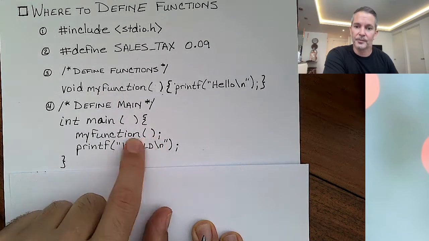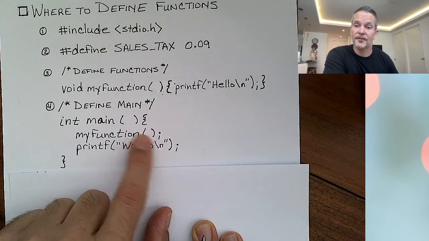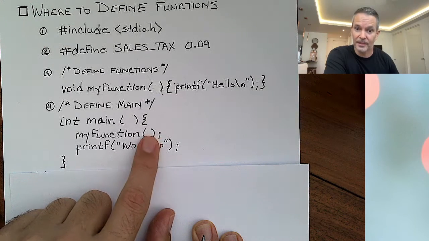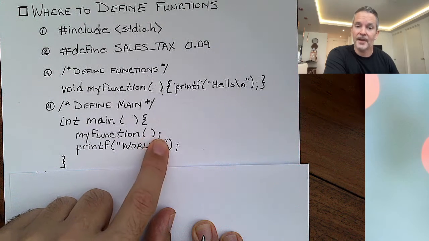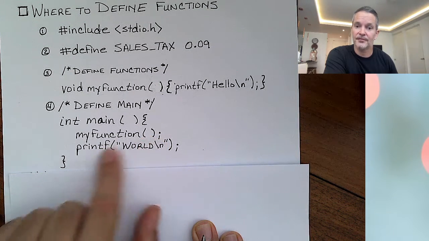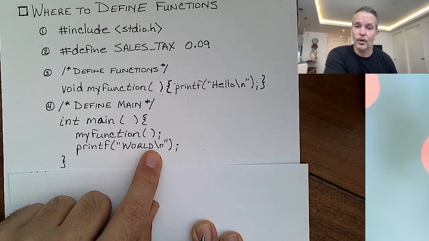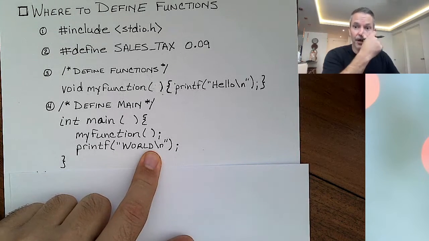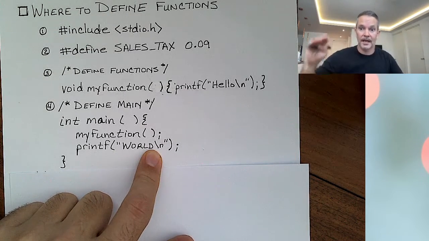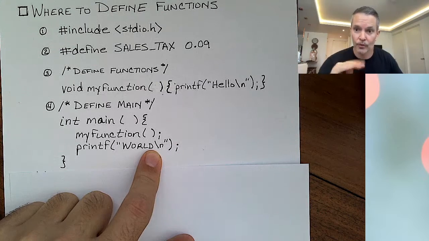I open and close the parentheses. If the function required parameters, I would place the parameters here. And finally, I do a semicolon to finish that function. And now here I'm printing out world. The result of this program will be hello, and then a new line, and then world, and then a new line.